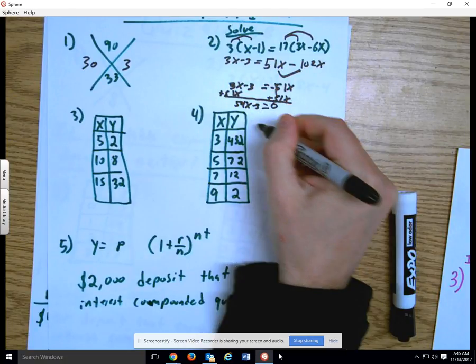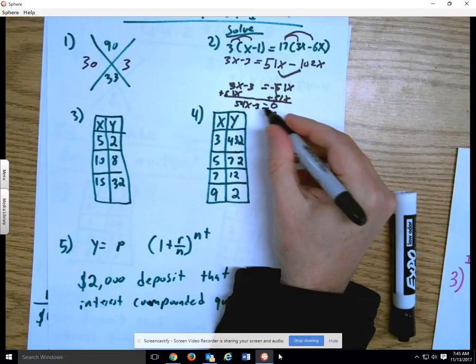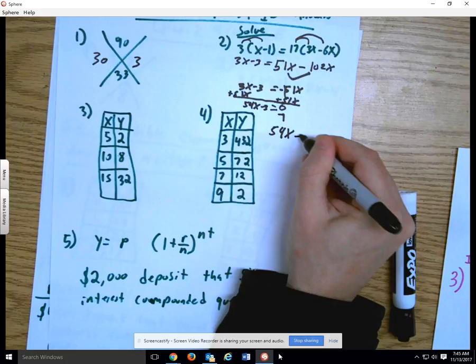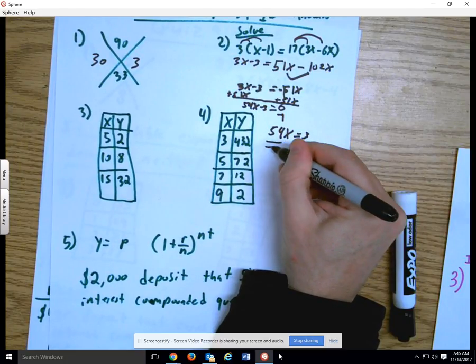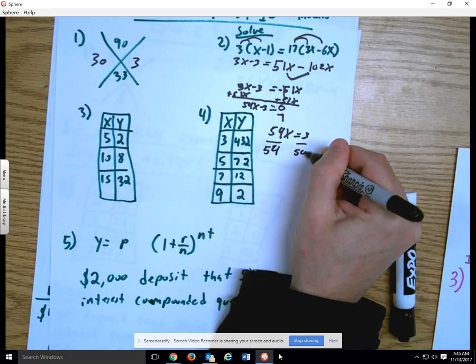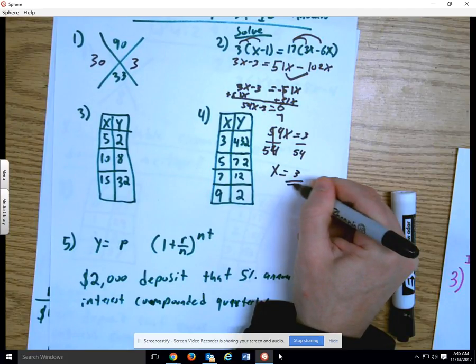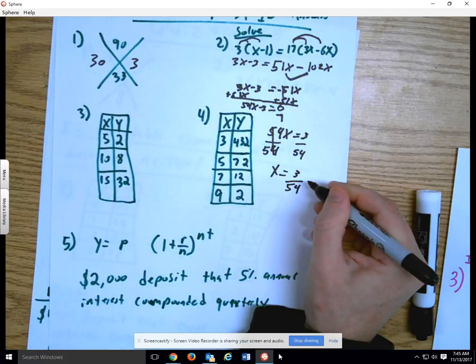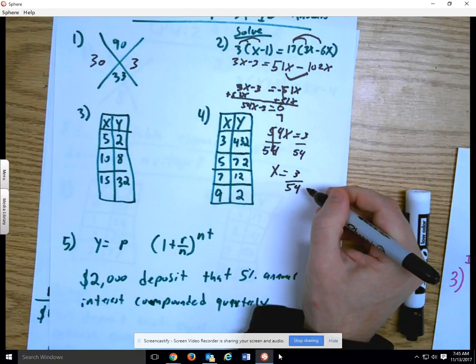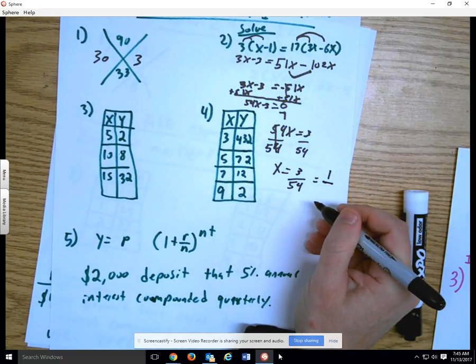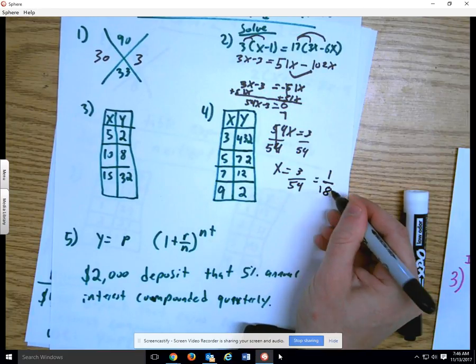minus 3. See, what you want to do next is since you have the x's on one side, you want to get the constant terms on the other side. So 54x equals 3. Divide both sides by 54. And then you have your answer. x equals 3 over 54. You could reduce that because 3 does go into both. 3 goes into 3 one time. 3 goes into 54, let's see, how many times would that be? Is that 18 times? Yeah. Okay.